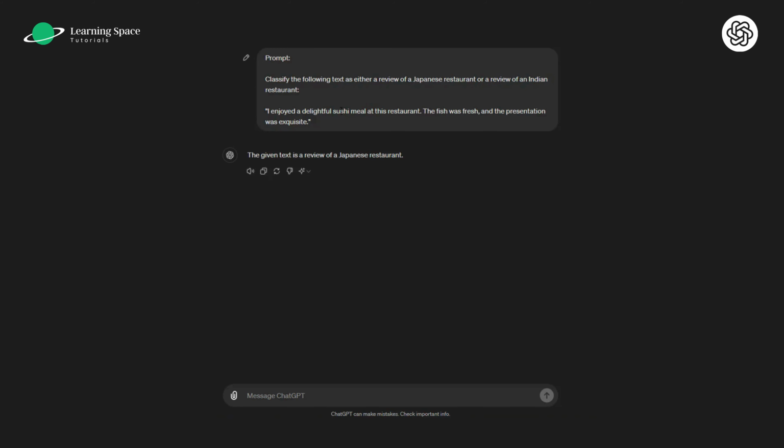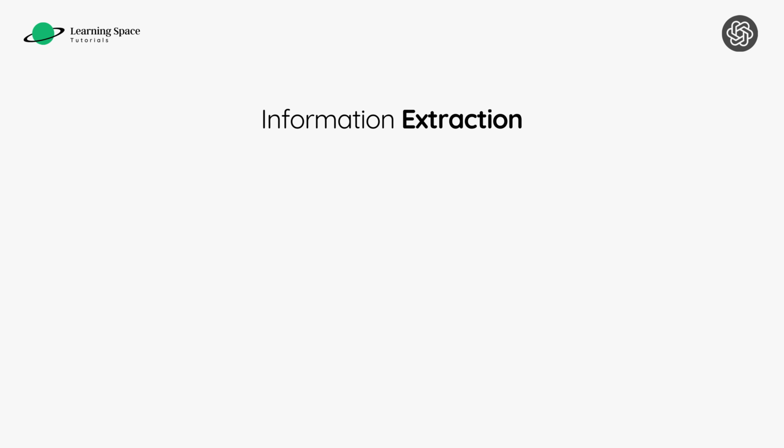So most of us know that sushi is a Japanese cuisine, and that's exactly the output that the AI model gave: the given text is a review of a Japanese restaurant. So here, the model uses its understanding of language and context to classify the text accurately. Pretty cool, right? Next, information extraction.